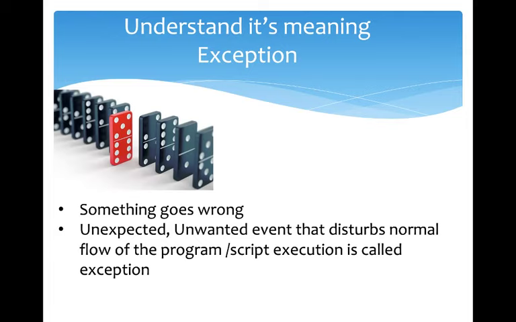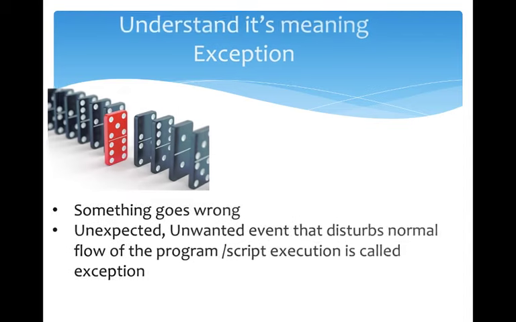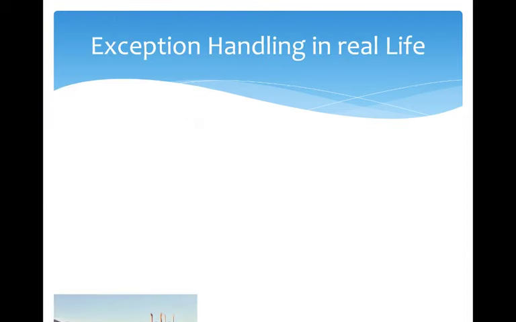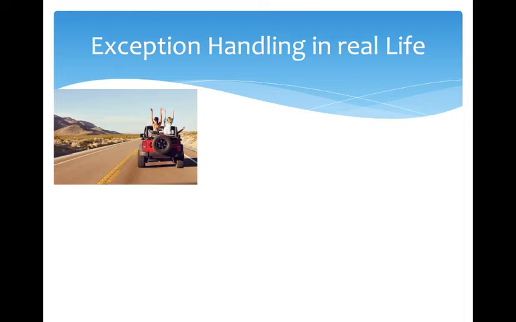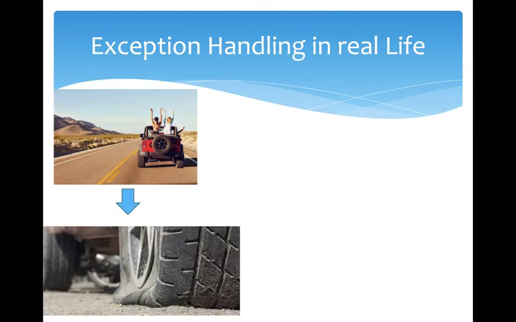If I try to think about a practical situation in real life, what would an exception look like? Let's say I'm going on a road trip with my friends, and I'm very excited. I packed everything required for my road trip, and I made sure that we'll drive for the next 18 hours continuously, and then we're going to enjoy. But suddenly something unexpected happens. It's a flat tire.